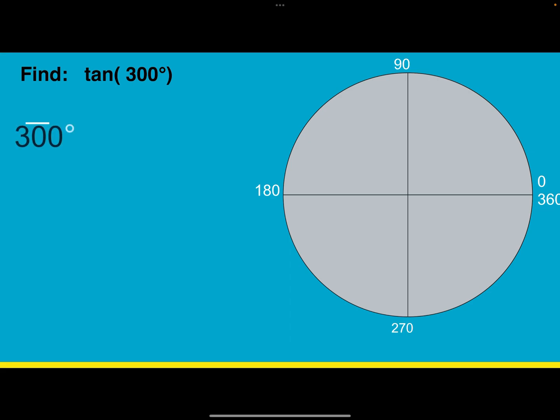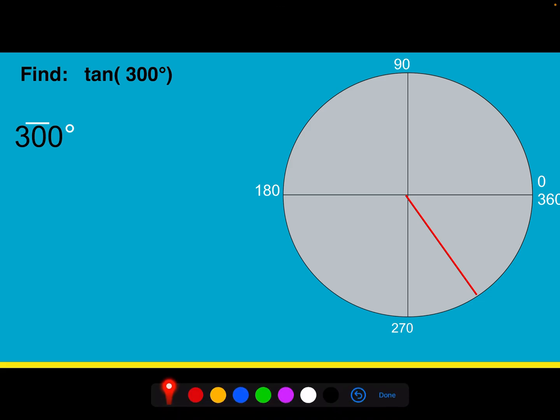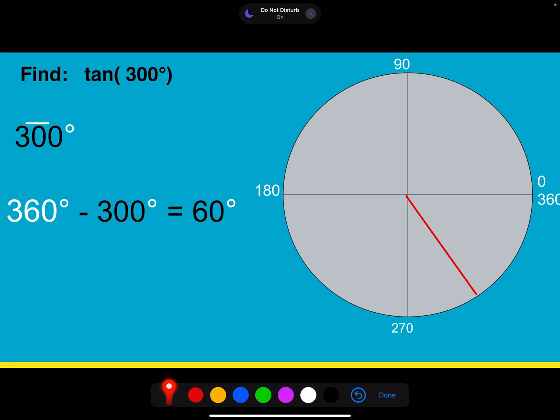The first thing I'm going to do is find the reference angle. The first question is, is it between 0 and 360? It is. Since it is between 0 and 360, I now know it's in the fourth quadrant. When it's in the fourth quadrant, I subtract it from the nearest x-axis, which is 360. So I subtract this from 360, and I get a reference angle of 60.